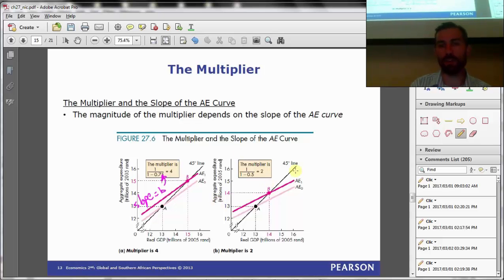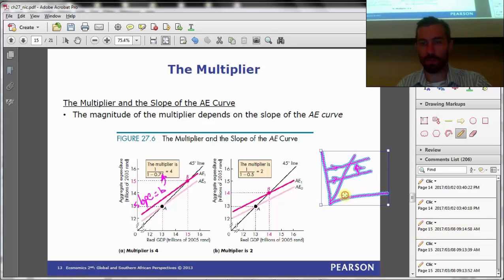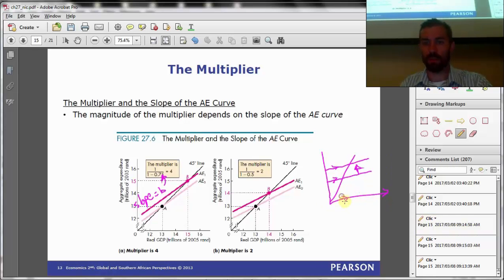So if you wanted to take that to an extreme, if you had a perfectly flat slope and you had an increase, so this is entirely horizontal. All of these lines are horizontal. So AE0 and AE1, this is perfectly elastic. Perfectly elastic. Then what would the multiplier be?